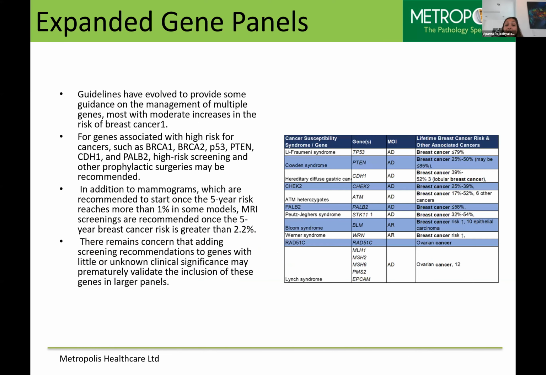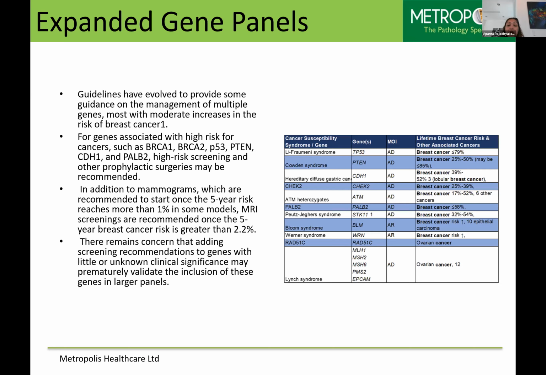So the guidelines have evolved since the 1990s, and now there are other genes, as you can see here, which have a high predisposition for breast cancer. How does it matter? Because there are new guidelines which have developed for these various genes. Also, how do we screen if you have a germline predisposition for breast cancer? For example, there are recommendations now to start if there's a risk of more than 1%. Some MRI models say screening is recommended if the risk is more than 2%.